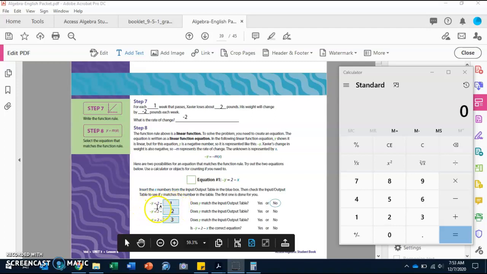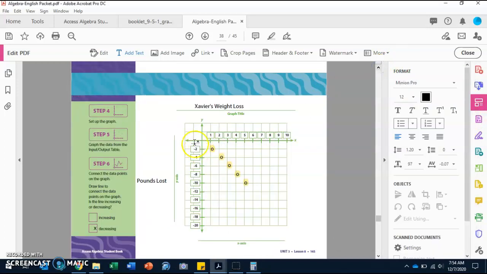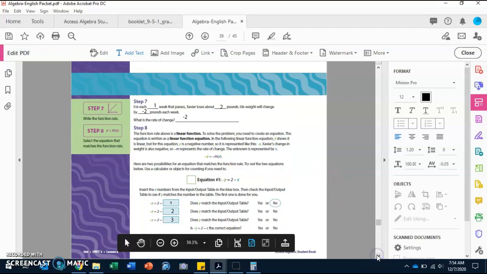So it's going to be y equals 2 minus 1. So let's plot it here. Check in our calculator, see if it works. 2 minus 1, and that equals 1. Is this the same thing we have over here? Is this what they're telling us, that in week 1 he lost 1 pound? No, boys, you're correct. So that's why the answer here is no.